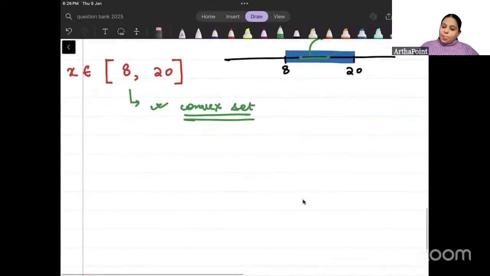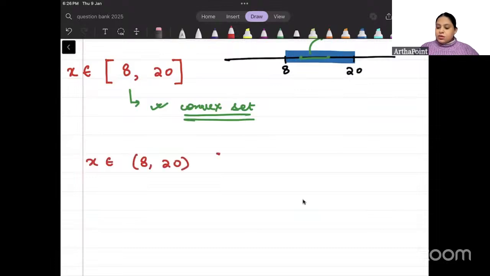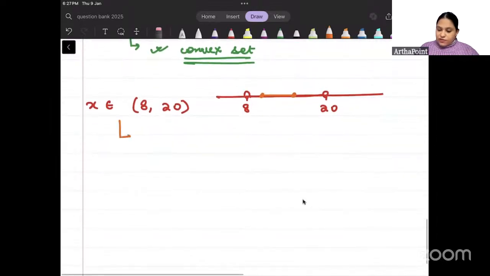In fact, even if I take this from 8 to 20, and 8 and 20 are not included, no problem. I take any 2 points within this set, I join them with a line segment, and the line segment lies completely within the set. So this is a convex set.